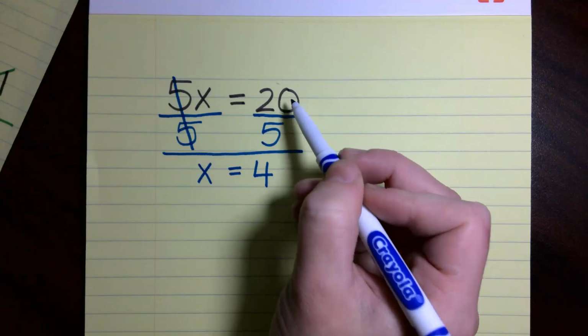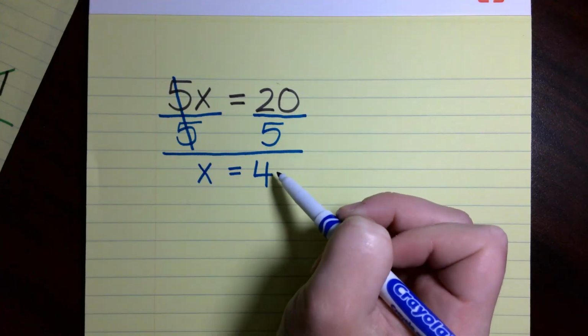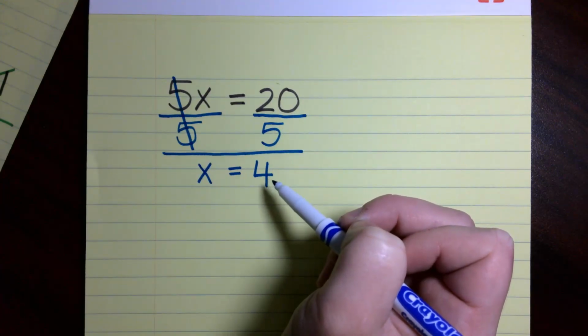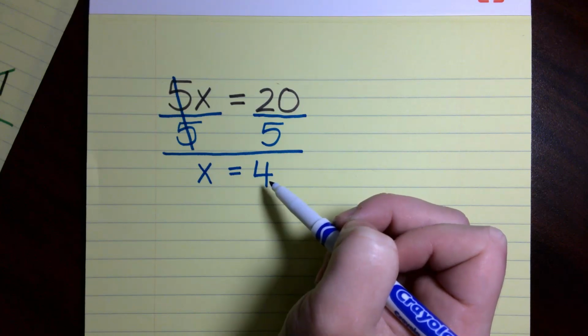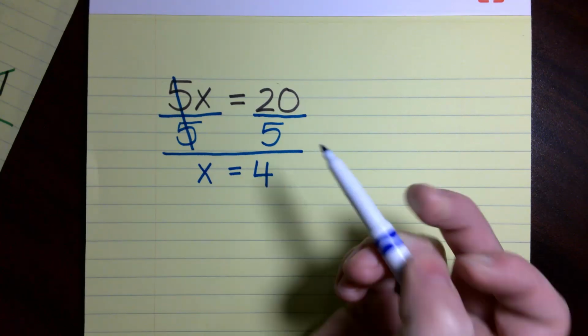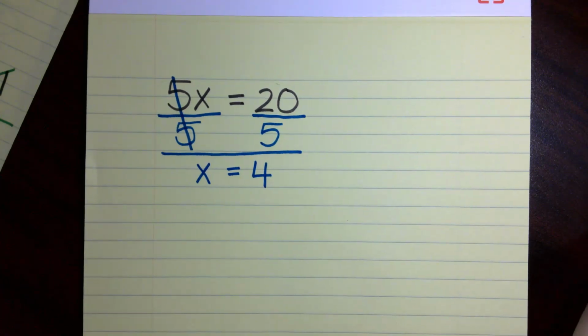And then what is 20 divided by 5? It's 4. That's all we did, guys. We're just doing the opposite every single time. We're doing the opposite. Let me give you another one.